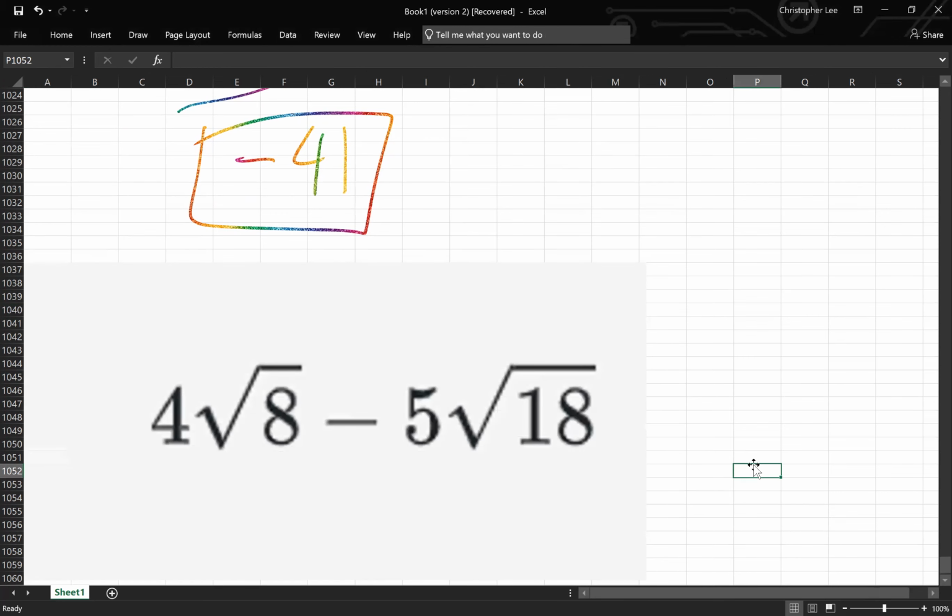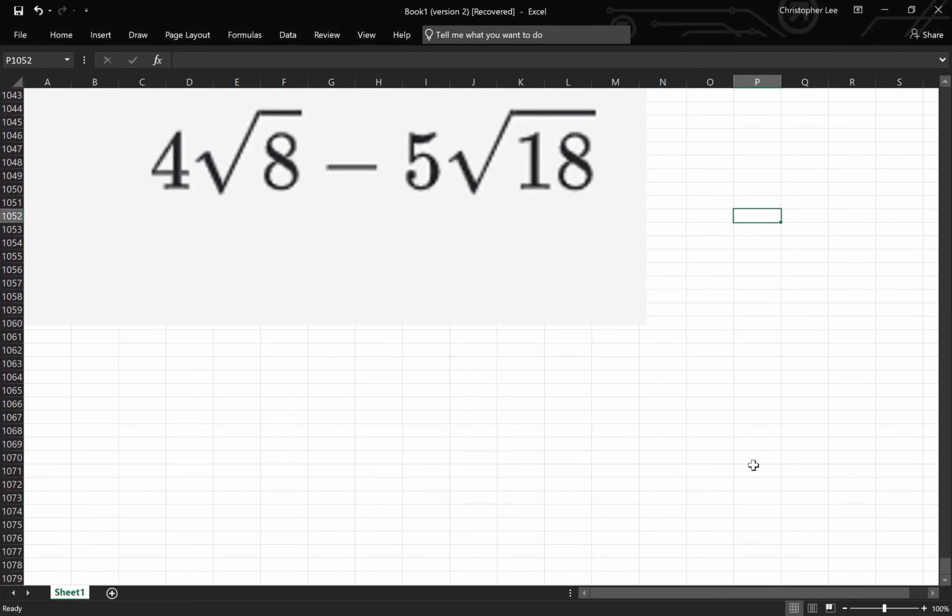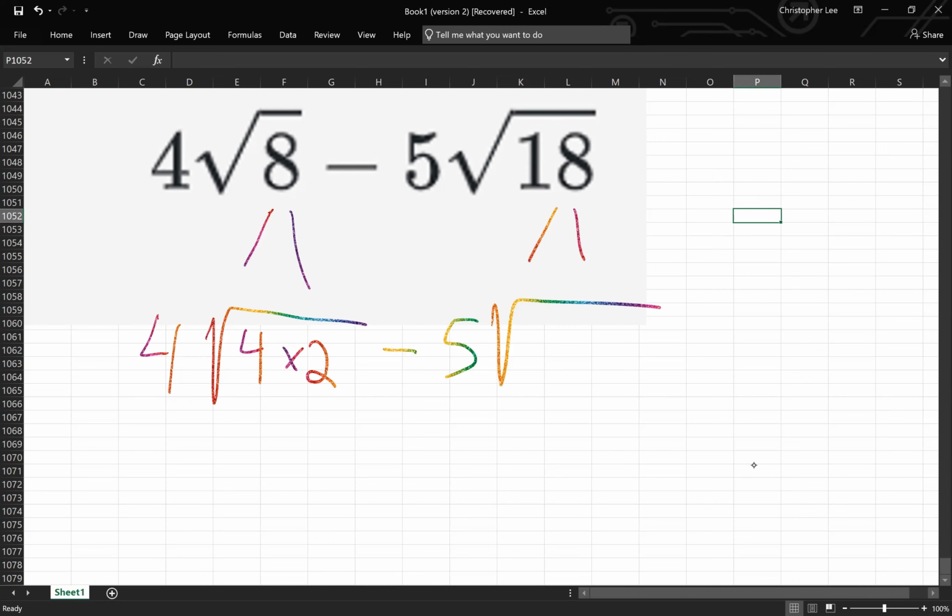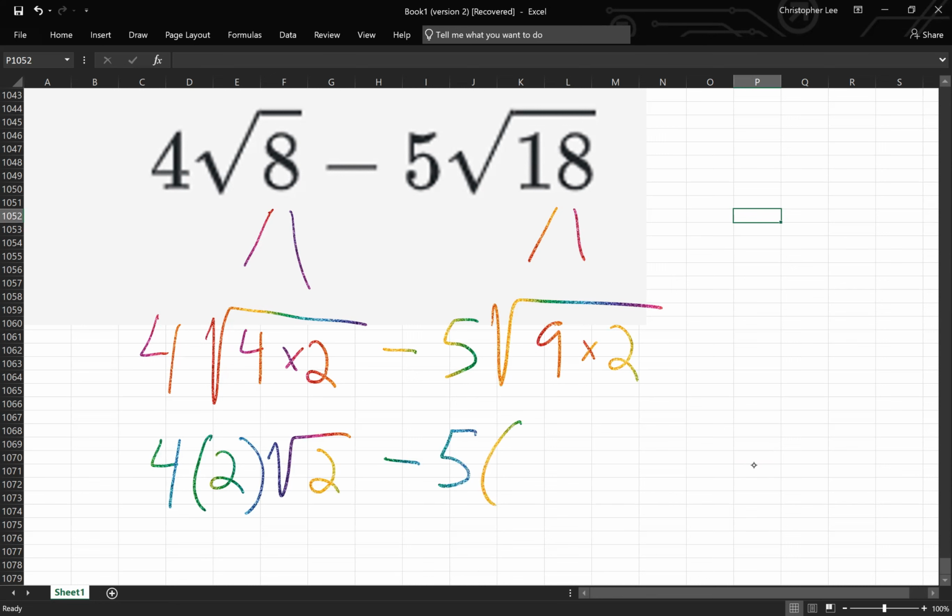It's not so bad. 4 minus 5, square root of 8, times... we got to break this down before I can subtract this. So this is going to become what? I have 4 times square root of 8, which is 4 times 2, minus 5. And then this gets broken down: square root of what? 9 times 2, I want the perfect squares. So then this becomes 4 times 2 square root 2 minus 5 times 3 square root 2.